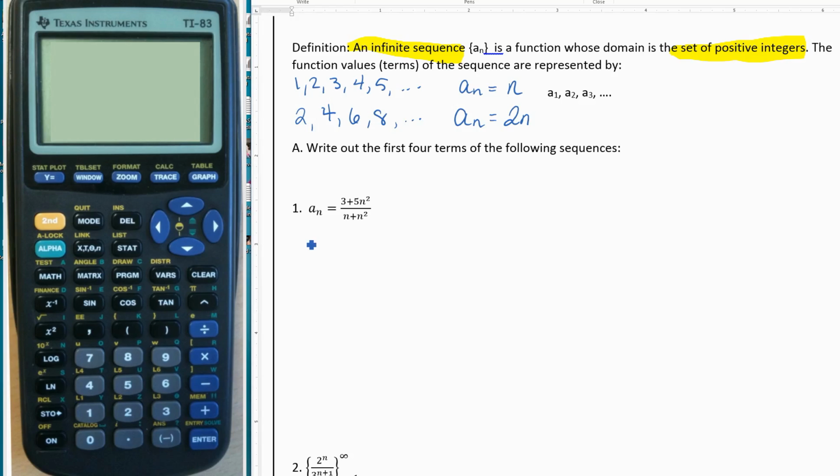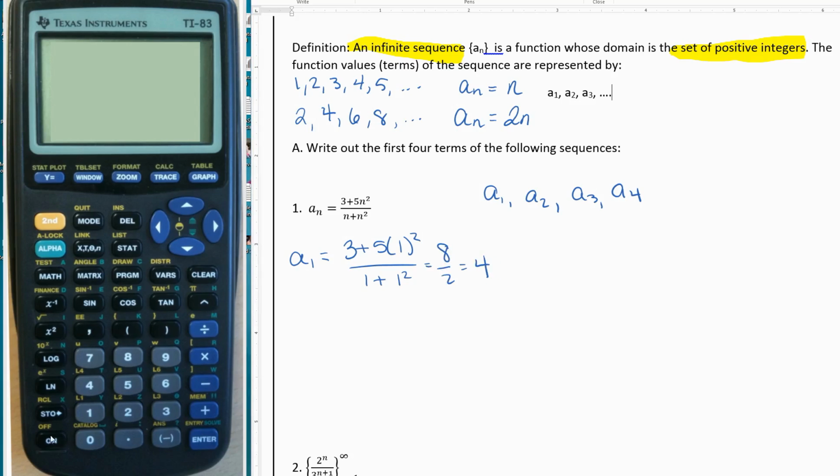So just to get us some practice, this says write out the first 4 terms of the following sequences. So we're trying to find a1, a2, a3, and a4. To find a1, we're plugging in 1 for n. So we'd say 3 plus 5 times 1 squared over 1 plus 1 squared. And here we'd get 8 over 2, which is just 4.